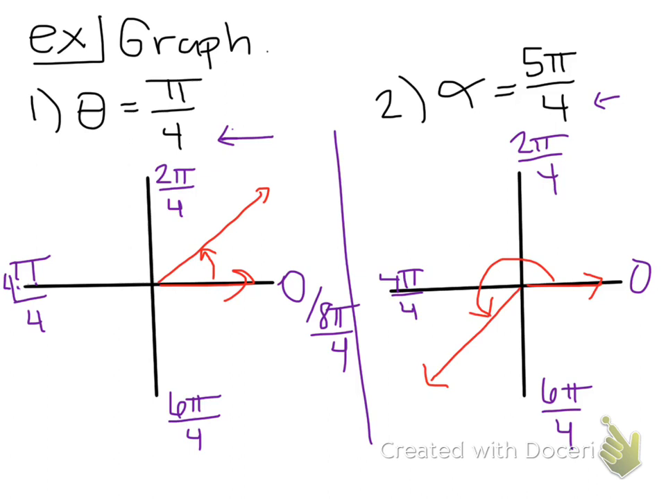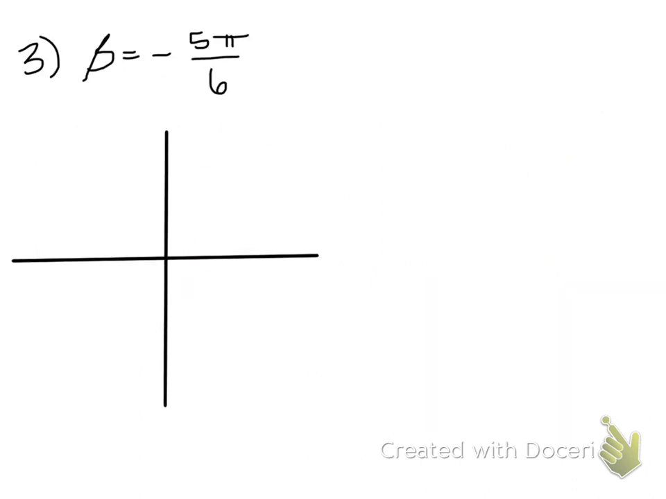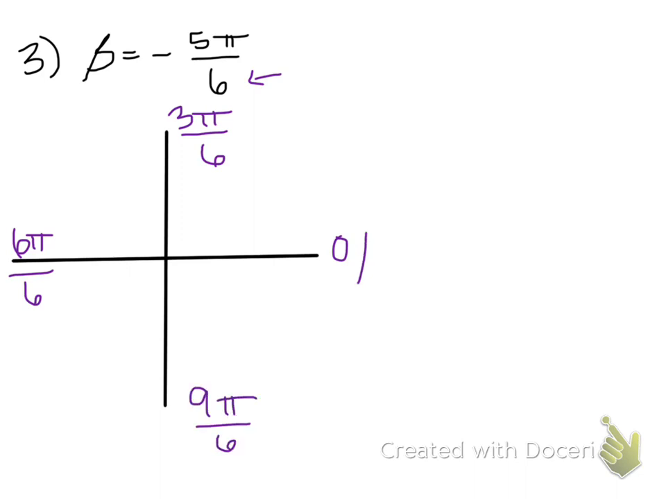All right, one last one, and we're going to talk about a negative angle this time. So notice the denominator is now 6. So I'm going to go over here and make this be 6 pi over 6. Halfway between 0 and 6 would be 3 pi over 6. So that means each quadrant is going in increments of 3. So that means down here is 9 pi over 6. And over here is 12. Oh man, I messed up.